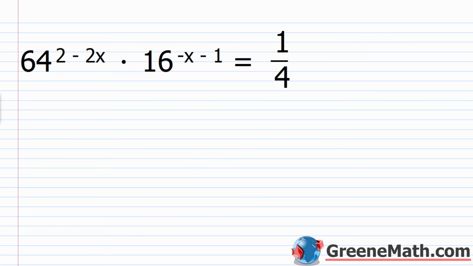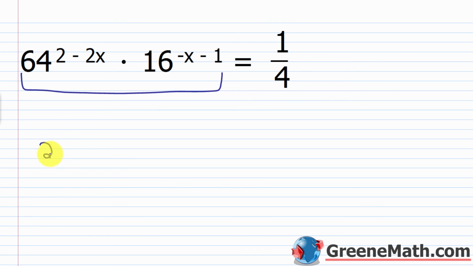All right, let's take a look at another one. So we have 64 raised to the power of 2 minus 2x times 16 raised to the power of -x minus 1, and this equals 1/4. So the first thing I'm going to do is I'm going to concentrate on simplifying this side. I know that 64 is 2 to the 6th power. I know that 16 is 2 to the 4th power. So let me write these with identical bases.